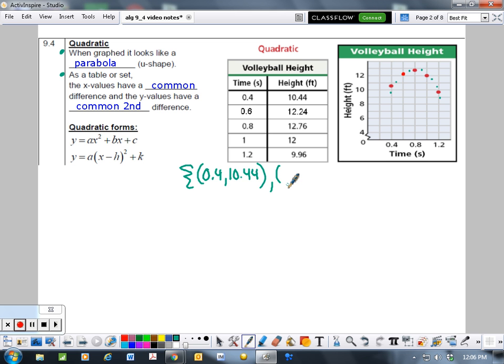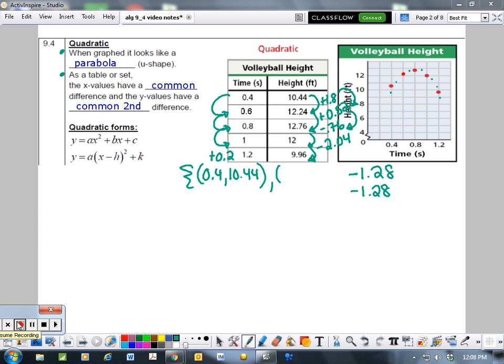For a quadratic, you're going to see common differences on the x's. Each one of these we're adding 0.2. But you're not going to see common differences for your y's. So I'm going to pause for a little bit while I calculate this. Okay, now that I'm back, I've calculated these differences. Here I'm adding 1.8. Here I'm adding 5.2. Here I'm subtracting 0.76. And here I'm subtracting 2.04.